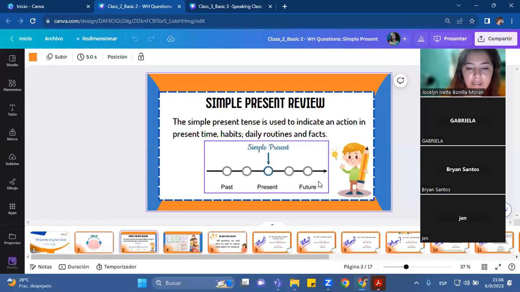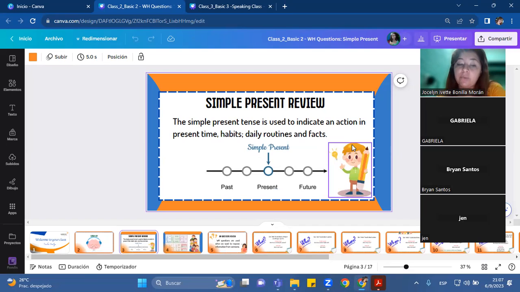So look at this timeline. Tenemos 3 tiempos, like in the Spanish. We have past, we have present, and we have future. So in the case, tenemos pasado, presente y futuro. En los tres tiempos gramaticales tenemos la forma simple. Simple present, simple past, and simple future. En el caso de simple present, talk about actions that we use, los hábitos que hacemos.